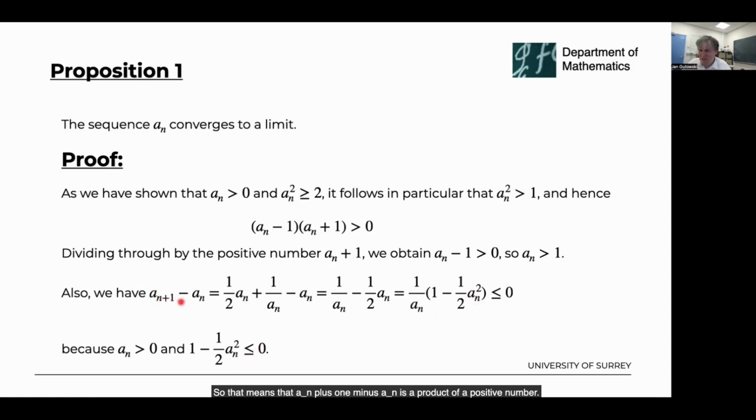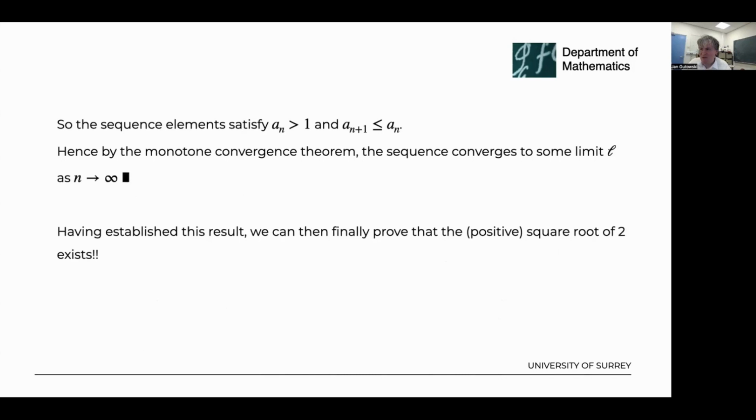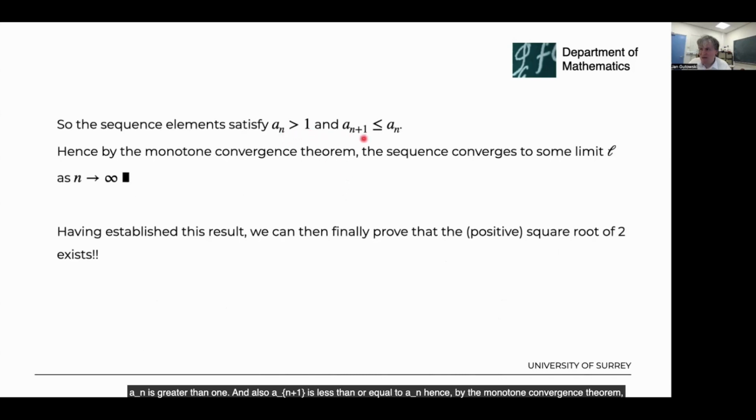So that means that a_{n+1} minus a_n is a product of a positive number with a number which is less than or equal to 0. Hence, a_{n+1} minus a_n is less than or equal to 0. And that's essentially it. I've now established the lower bound, a_n is greater than 1, and also a_{n+1} is less than or equal to a_n.